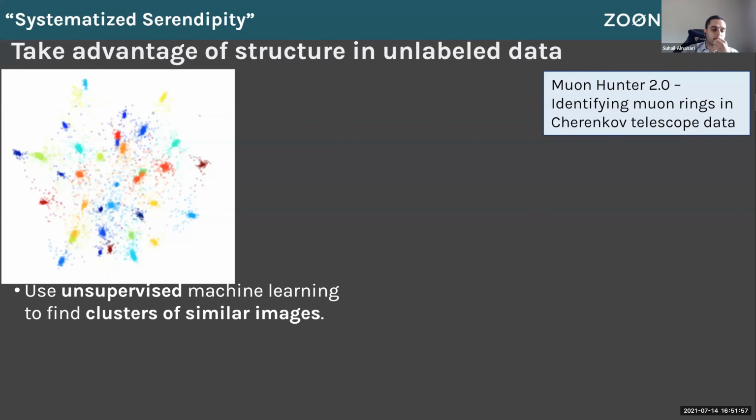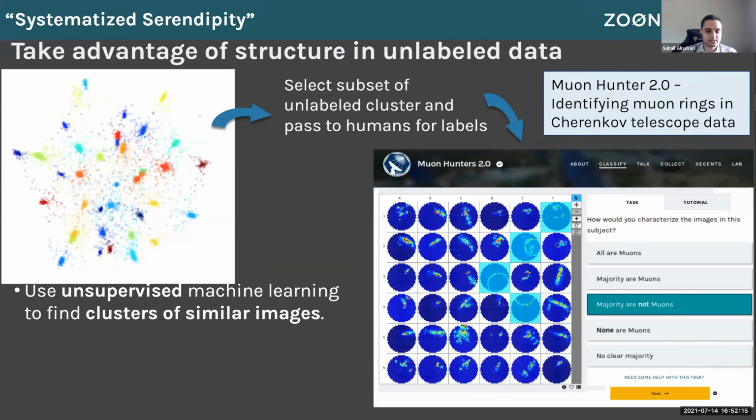Another way of optimizing crowdsourcing is to actually make use of the structure of the data. So by identifying the clusters of the data and the similarity between images, we can actually classify images 36 at a time, or a grid at a time, instead of one by one.